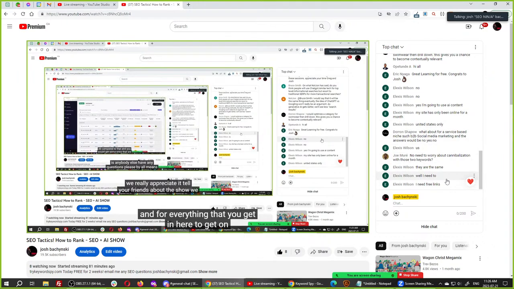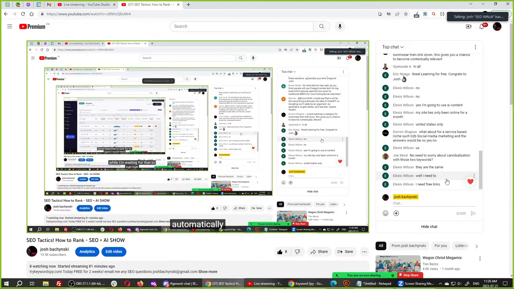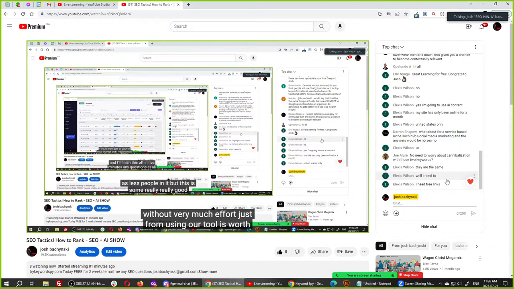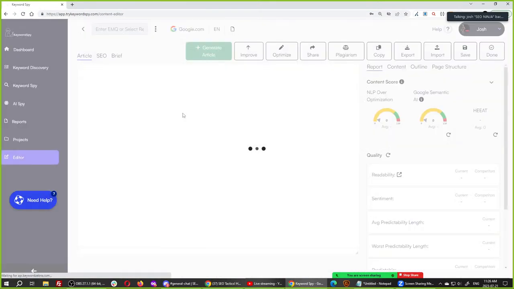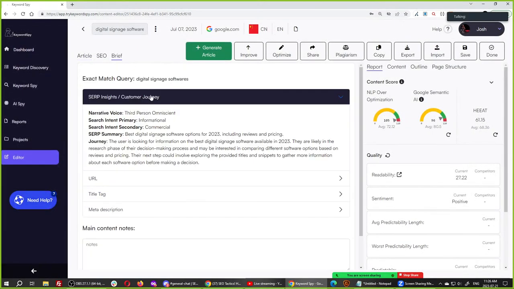Joe asks, is there any need to worry about cannibalization with those two keywords? Nope. Just make sure, Joe, that your pages are different. They have different focuses. That's why you need to look at the query intent. You need to go here under the editor, go to the brief, and look at the third narrative voice, the primary search intent, and the secondary search intent. If the primary search intent is informational on one page, then go commercial on the next page. Or look at the journey.